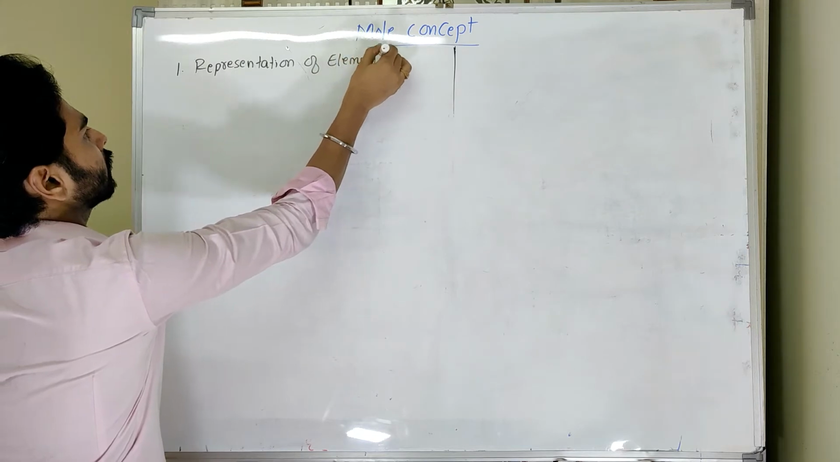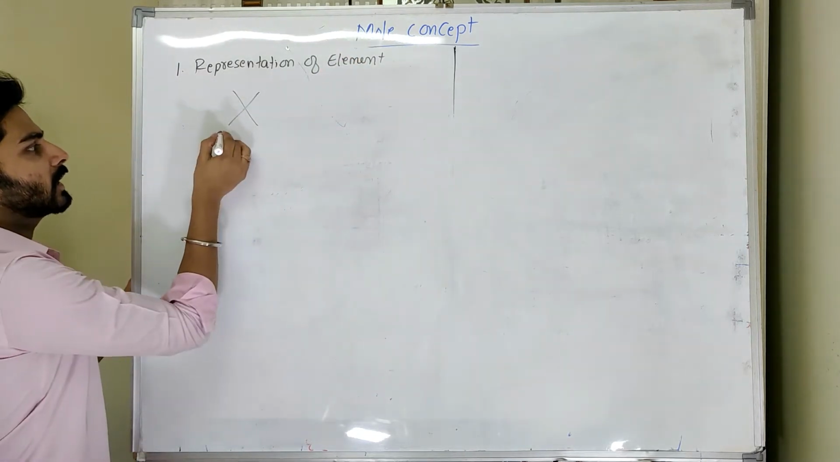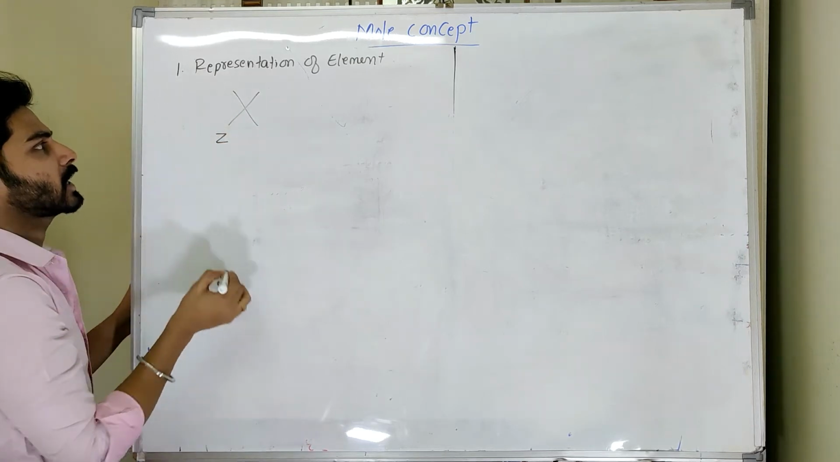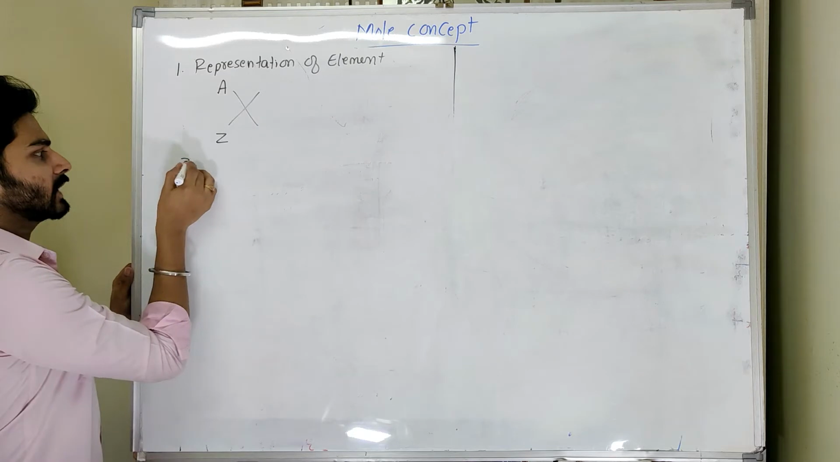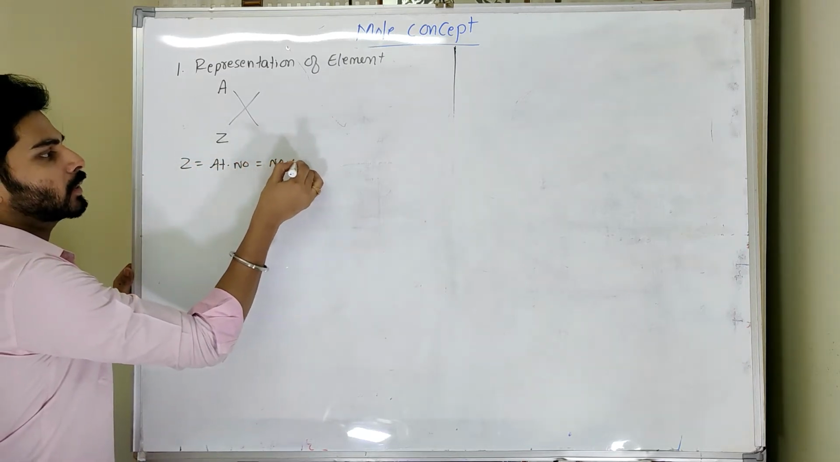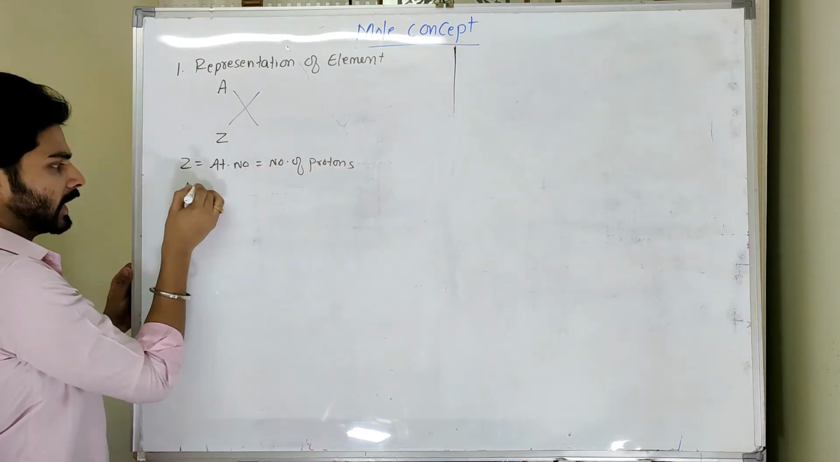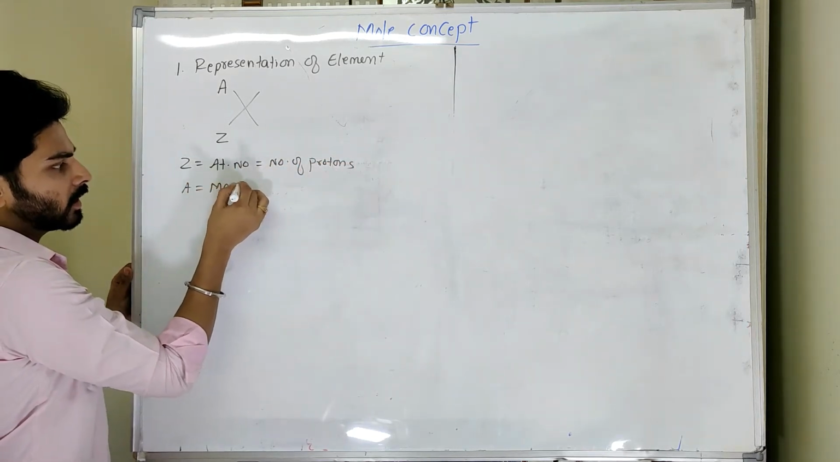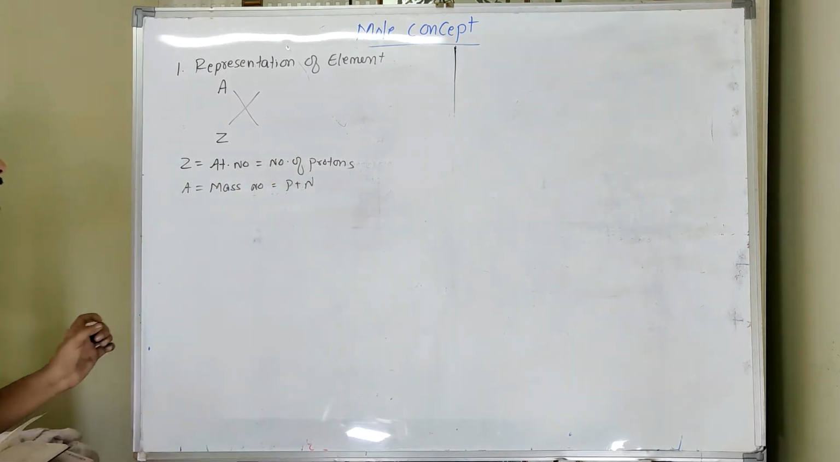Representation of an element. So how do we represent an element? We just take X as the symbol, Z as the atomic number, and A as the mass number, where Z stands for atomic number, which also tells us the number of protons present in it, and A stands for mass number. Mass number is nothing but the sum of protons and neutrons.